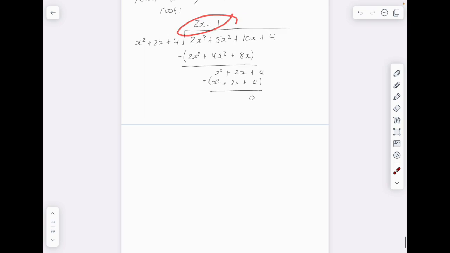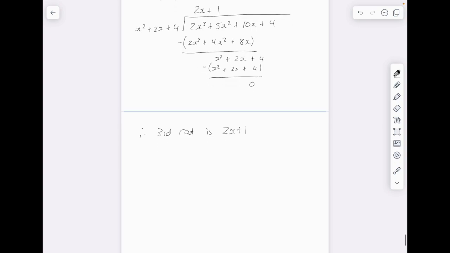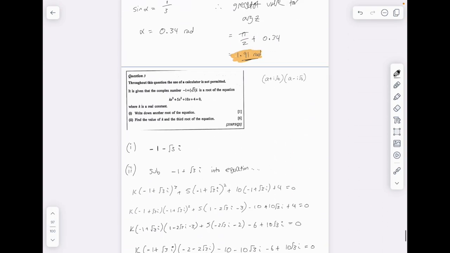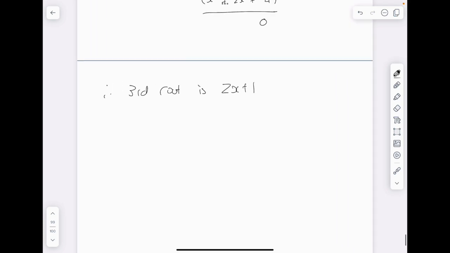So therefore what we can say is this is going to be the third root. So the third root is 2x plus 1. And what else do they want? And the third root of the equation, so say 2x plus 1 equals 0. And so we can say then therefore that x, the actual third root, is going to equal negative a half. And that is going to be the final answer to that question, guys.